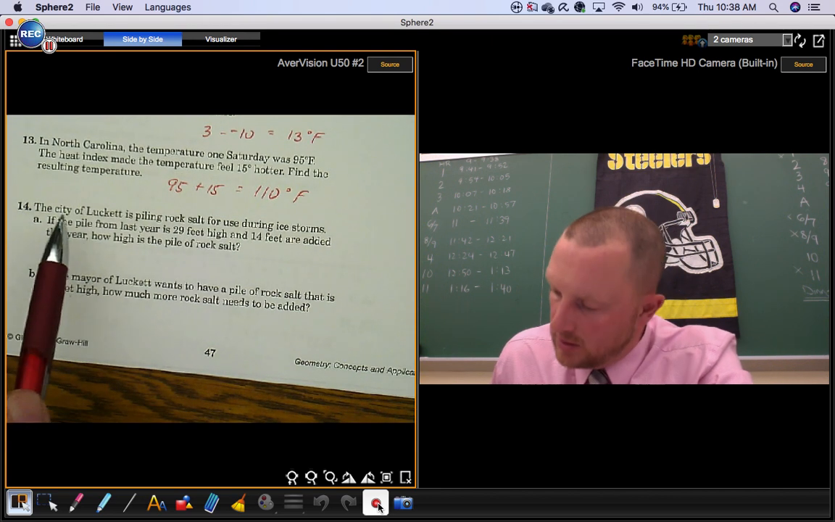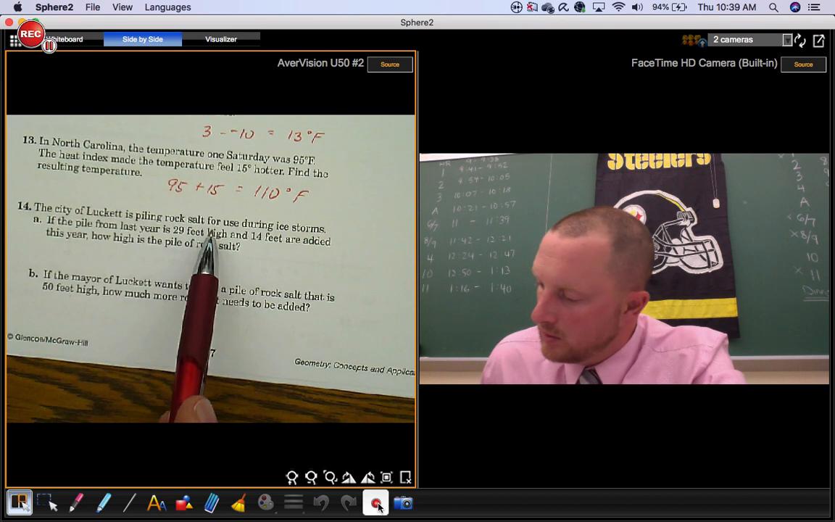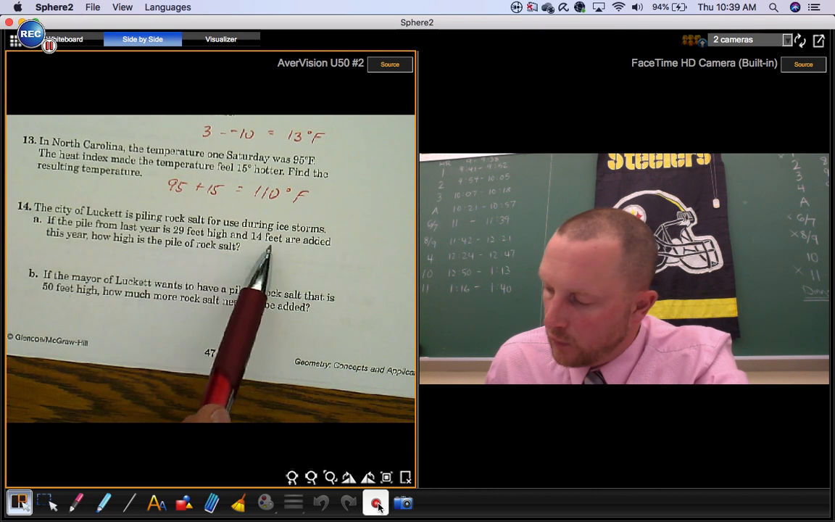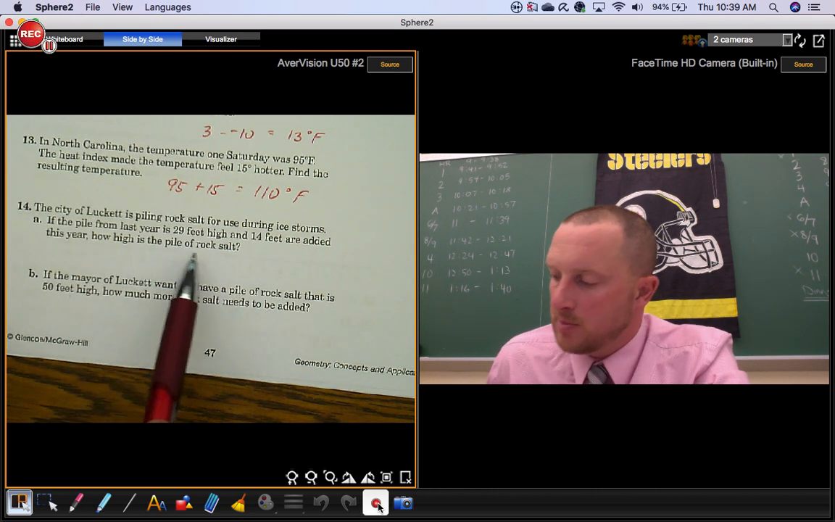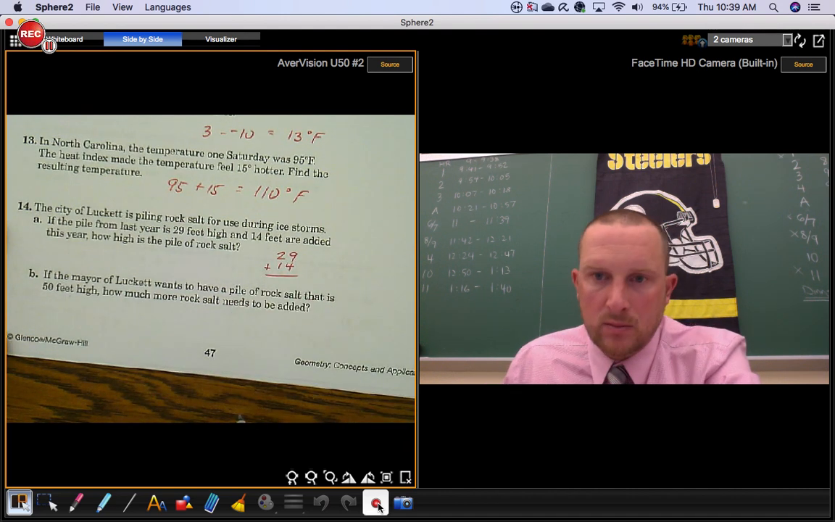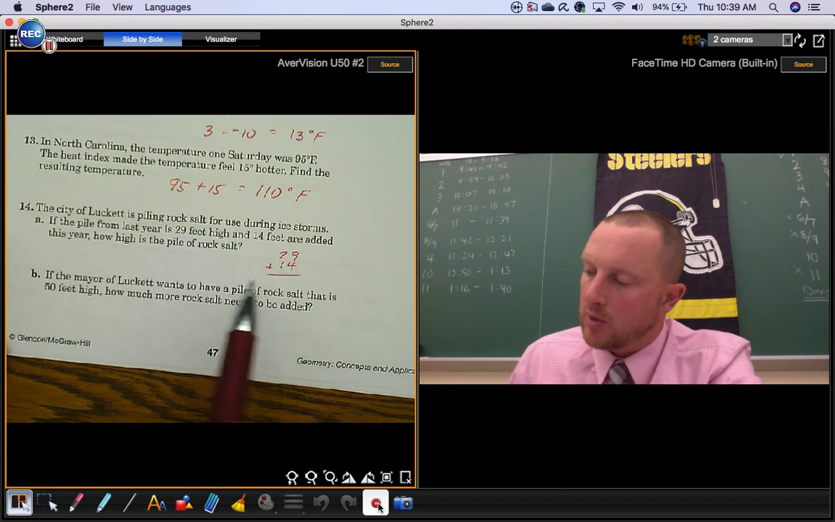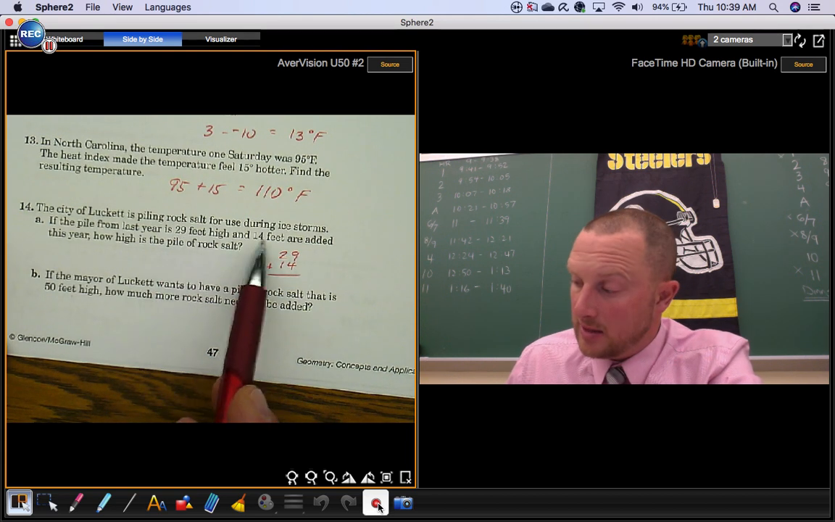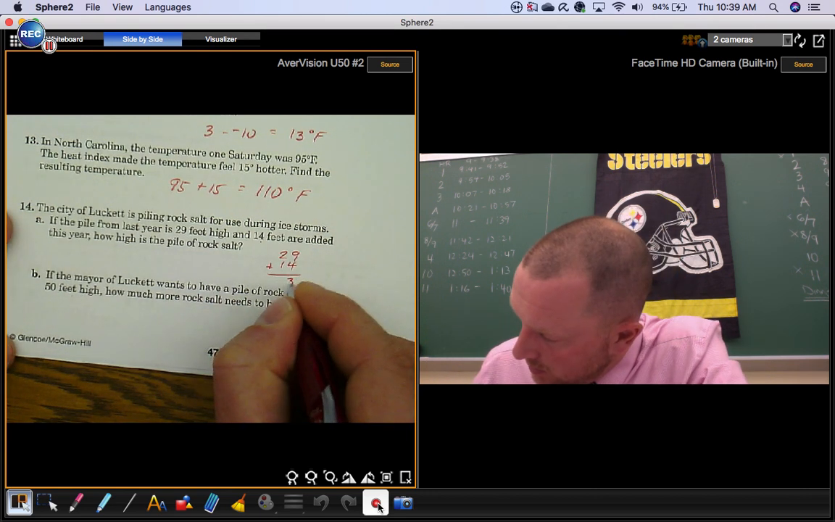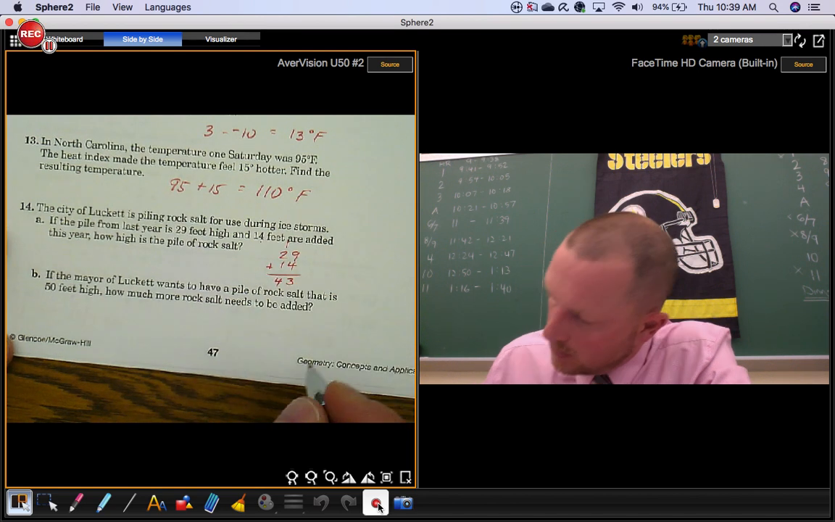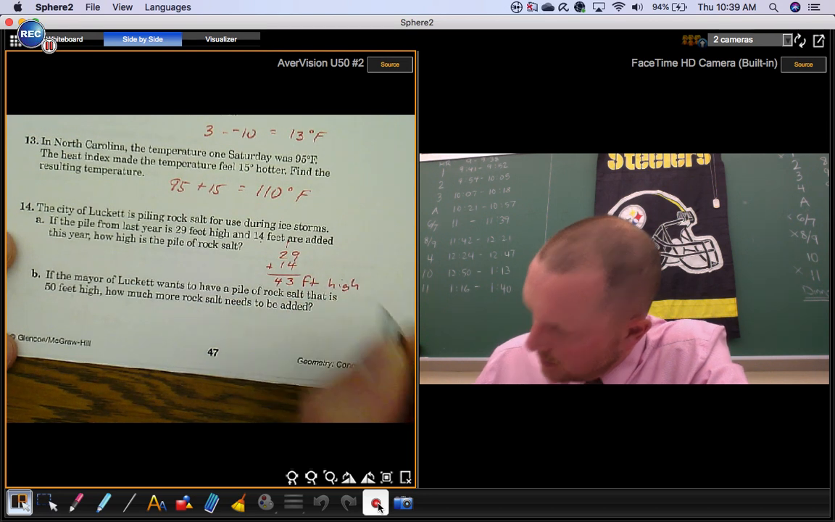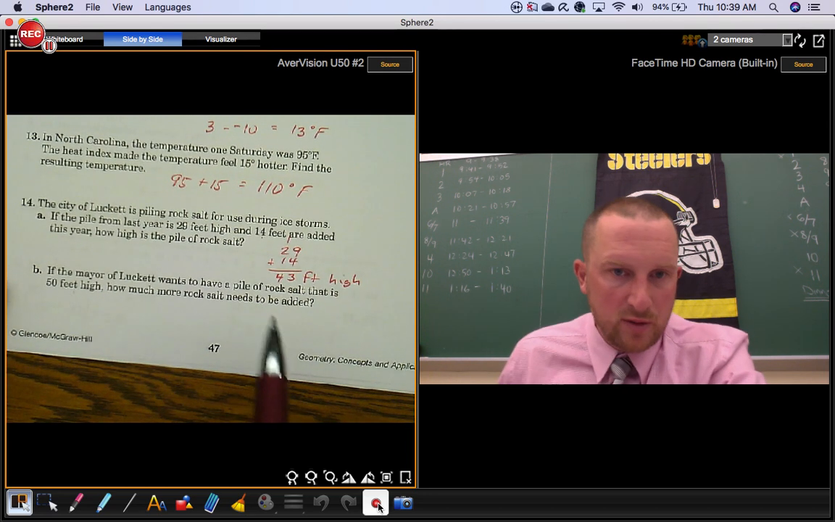In number 14, the city of Luckett is piling rock salt for use during ice storms. If the pile from last year is 29 feet high and 14 feet are added this year, how high is the pile of rock salt? You're just adding 29 and 14. It's kind of like them using your segment addition postulate. If you have a segment that has a length of 29 and a segment that has a length of 14, how long is this segment now? Okay, so that pile of rock salt would be 43 feet high.